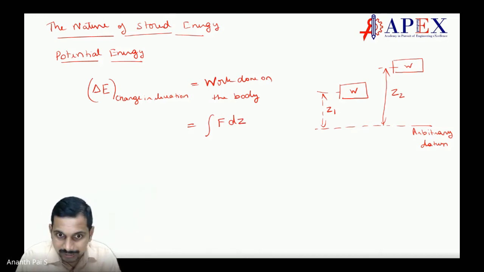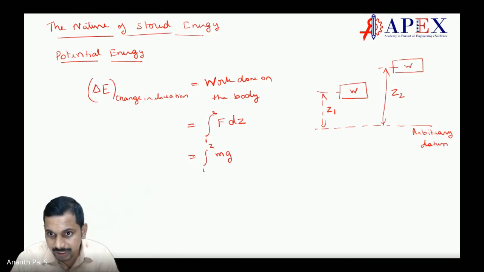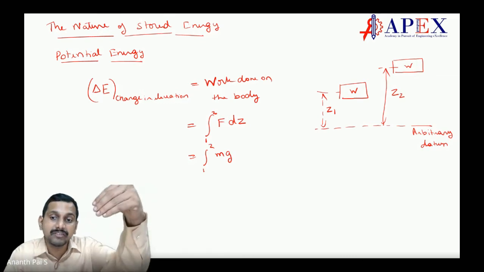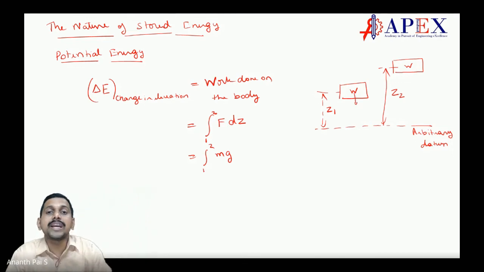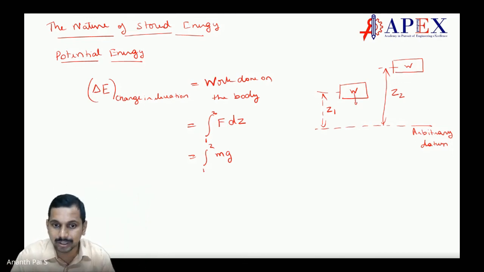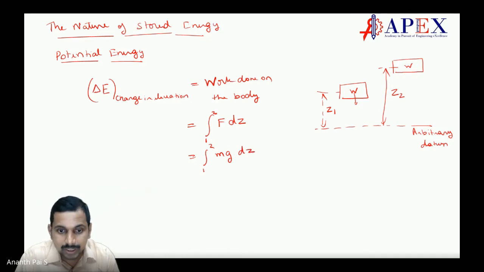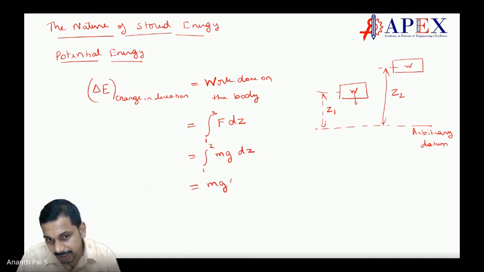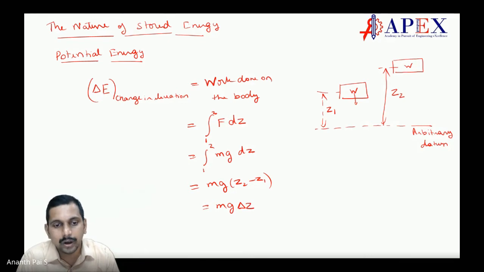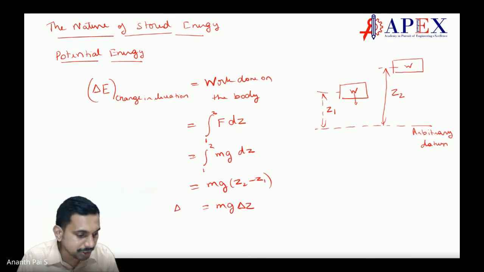That can be written from 1 to 2. What is F here? F is nothing but mg, the weight, going against the weight. Weight acts here, and we are going against weight and elevating to a higher place. So it is the integral of mg dz, which is equal to mg into z2 minus z1, which is mg delta z. So delta E, that is potential energy.